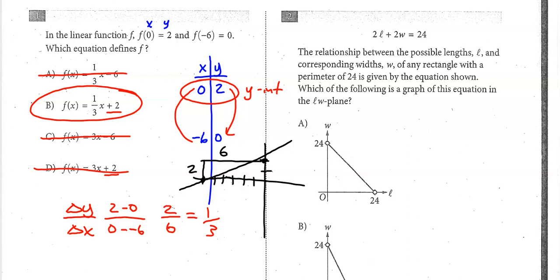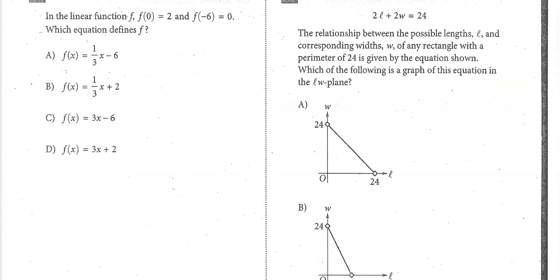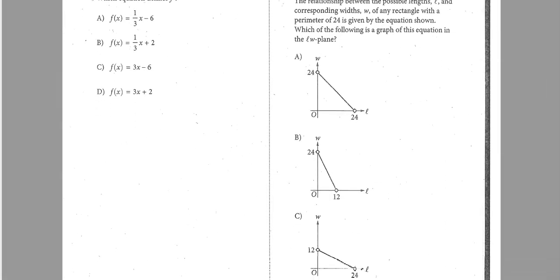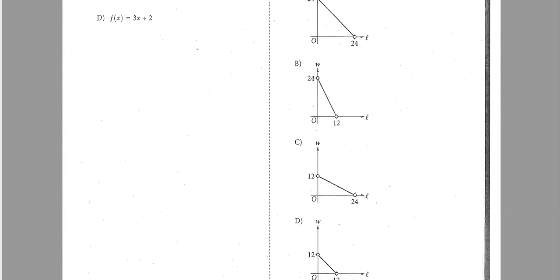So either way. Number 2, right next to it here, we have an equation, 2 times the length plus 2w equals 24. Rectangle with a perimeter of 24. Which of the following is a graph of this equation? So we're trying to match 2l plus 2w equals 24. It looks like all of these graphs are y-intercepts. So let me shrink this down just a little bit where we can see a few more of the graphs. I think that'll get them all in there.